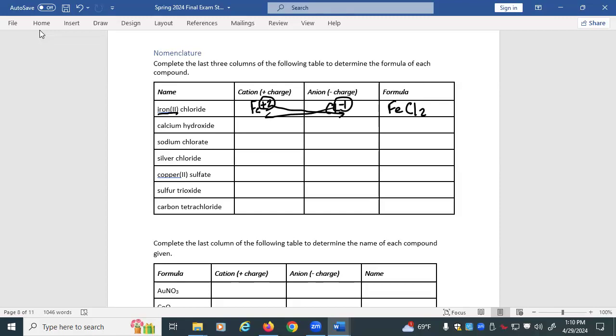All right, let's move on to the next one. I've got calcium hydroxide. Calcium is Ca. I look on the periodic table. I see that Ca is in group 2, so it's going to have a positive 2 charge. And now I come up to hydroxide. Hydroxide is a polyatomic ion. We had a list of polyatomic ions that we had to familiarize ourselves with. From that list, we can determine hydroxide is OH -1.